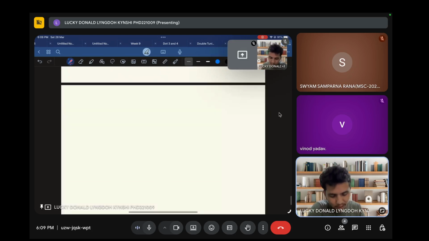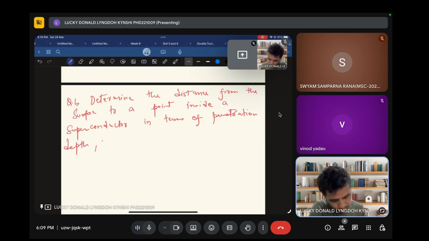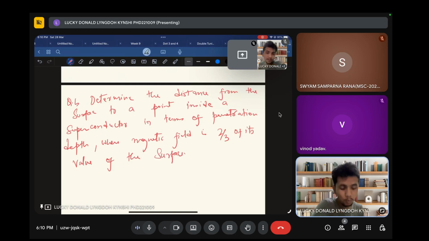So the question number B says: determine the distance from the surface, that means from the surface of your superconducting material, to a point inside the superconductor, in terms of penetration depth, where the magnetic field is 2/3 of its value on the surface. So this is the meaning of this question.